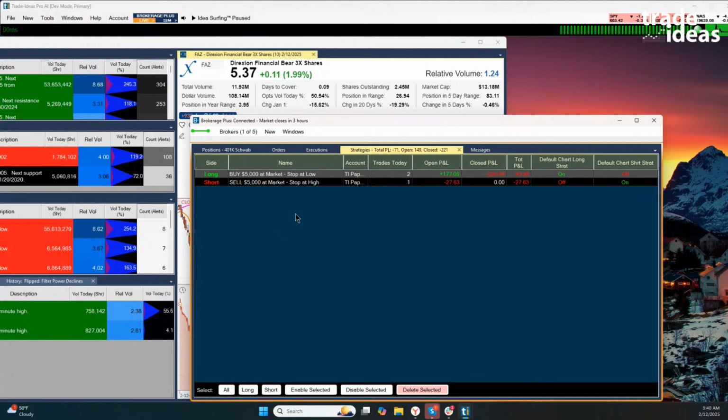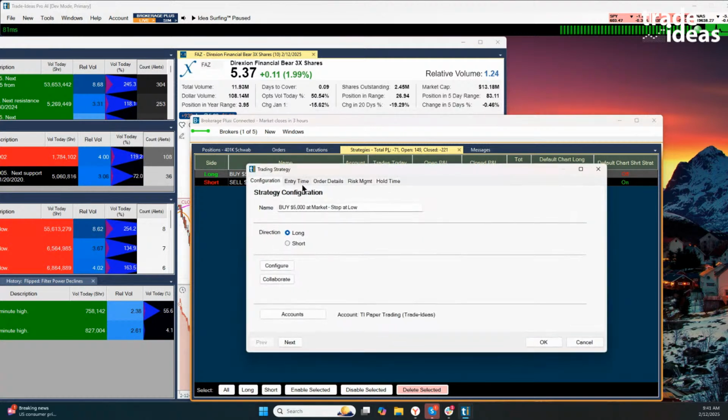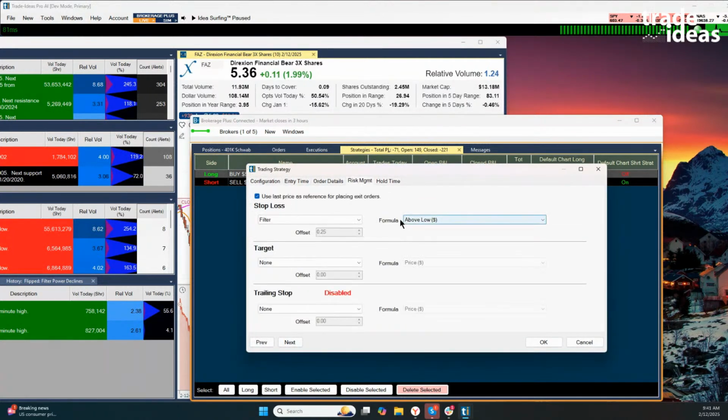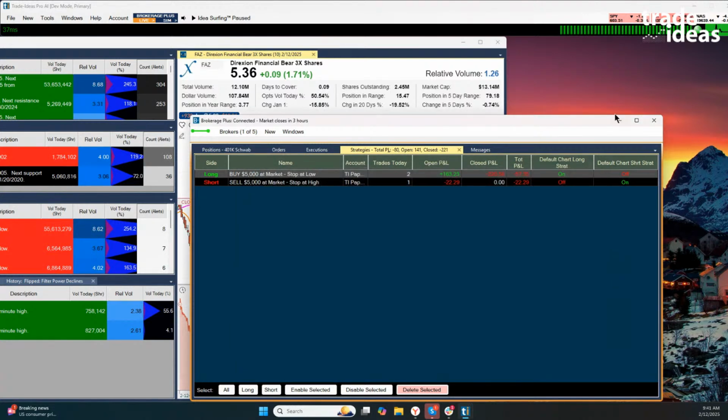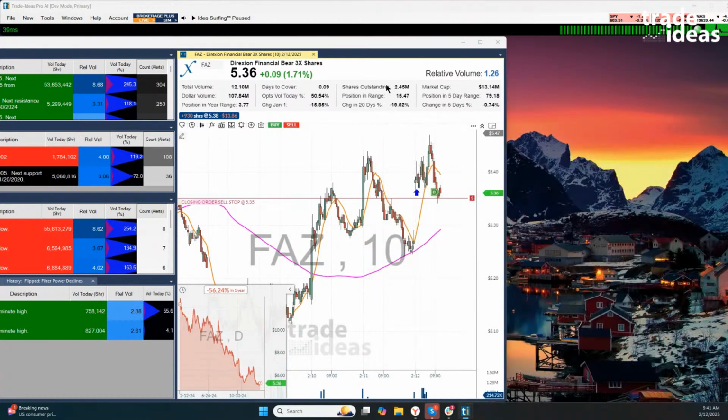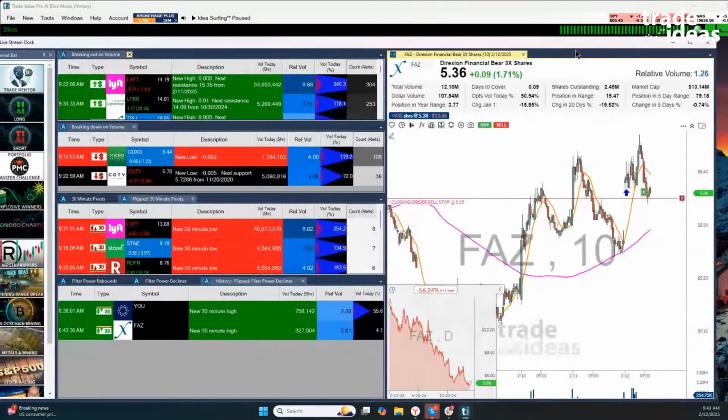and again, if you want to know how these are done or if they're not there by default, Chris Barley can easily show you how to set these up. Very, very easy to do. But as I was showing you, edit trading strategy, if you do a risk management filter, stop loss, filter, formula, above, low. That's how that's done. So it stops you out below the low. And I'm going to make a couple more examples of this so everyone can see it.